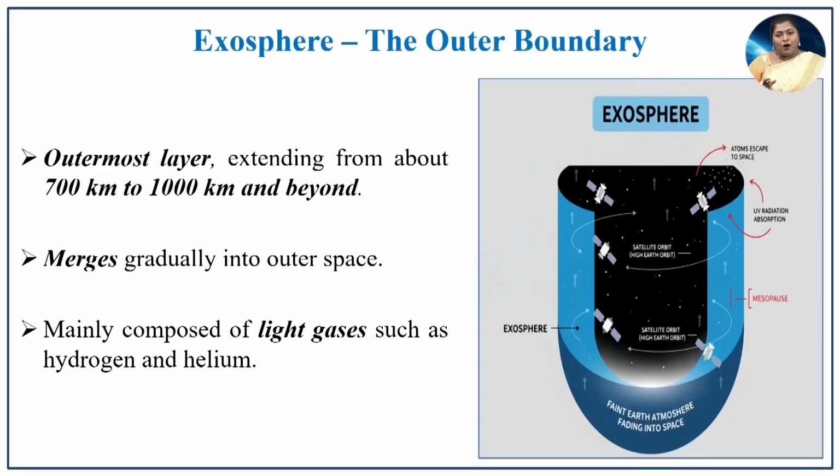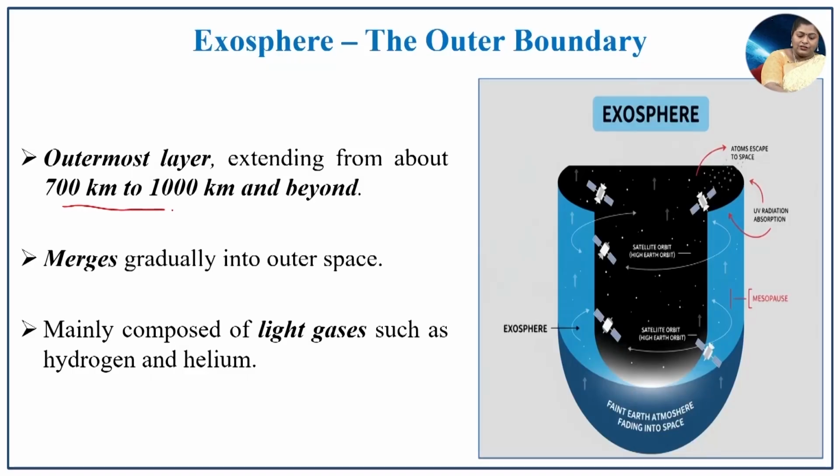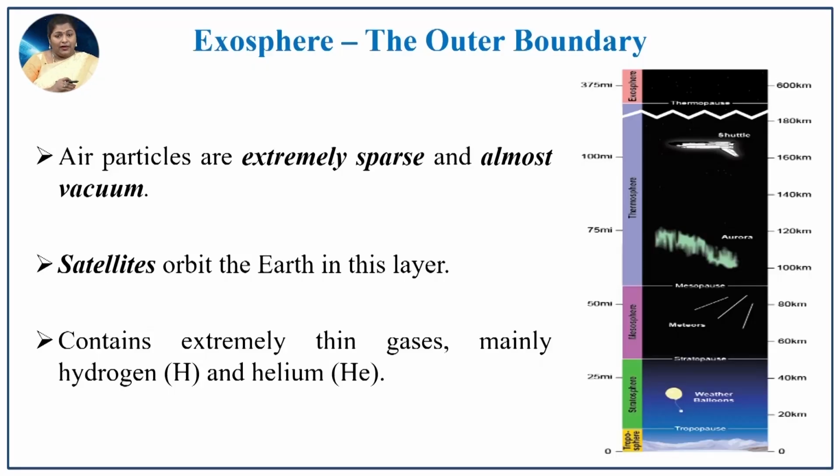Exosphere, the outermost boundary of the atmosphere and the fifth layer of the atmosphere, extends from 700 km to 1000 km and beyond. It goes to outer space also. It gradually merges with outer space. Mainly it is composed of light gases such as hydrogen and helium. The air particles in the exosphere are extremely sparse compared to the lower layers, and it is almost a vacuum.